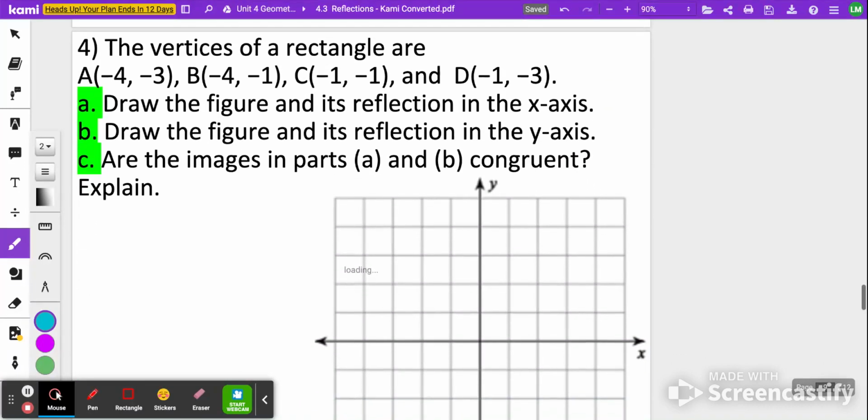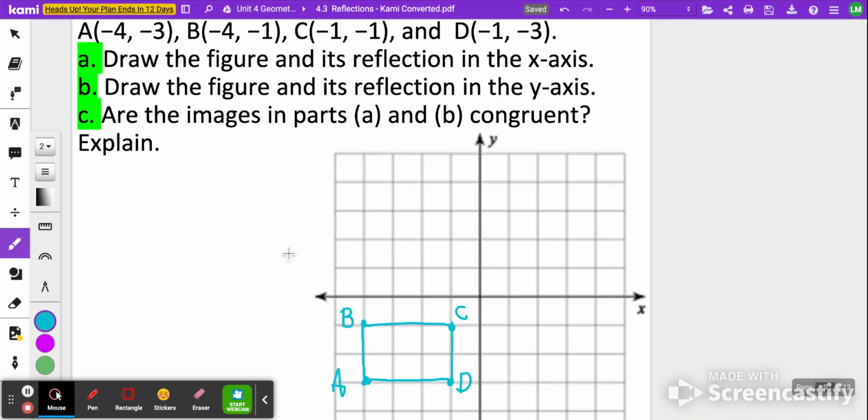Next up, we have the vertices of a rectangle are given. So what we're going to do is draw the figure first. We're going to reflect it in the x-axis, and then we're going to draw the figure and its reflection in the y-axis. Are the images in part A and B congruent? So first, let's go ahead and start drawing that original figure.